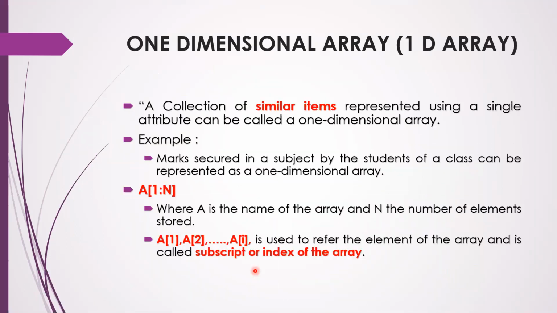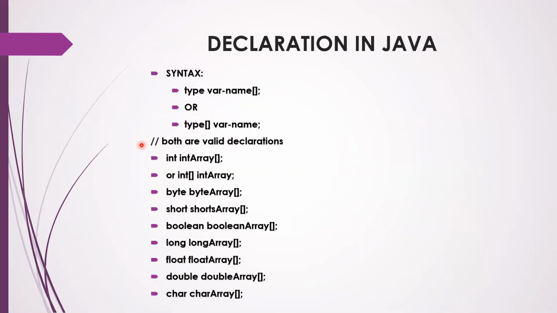So we saw how to declare the array name. It should be followed by the type and then the variable name. The variable name is followed by the square brackets, or you can have the type followed by the square brackets and then the variable name. Both declarations are valid, and you can have different data types like integer, byte, short, boolean, long, float, double, and char.